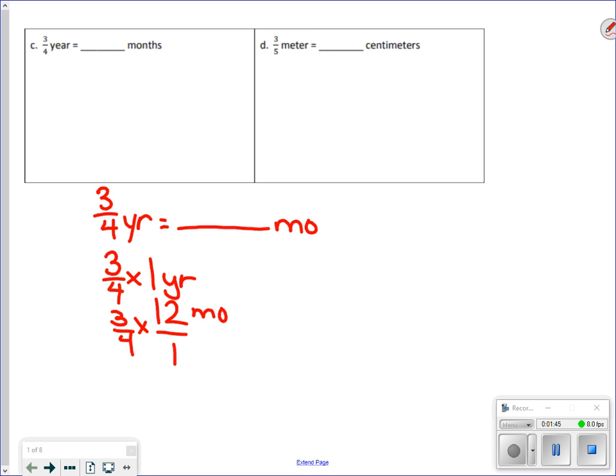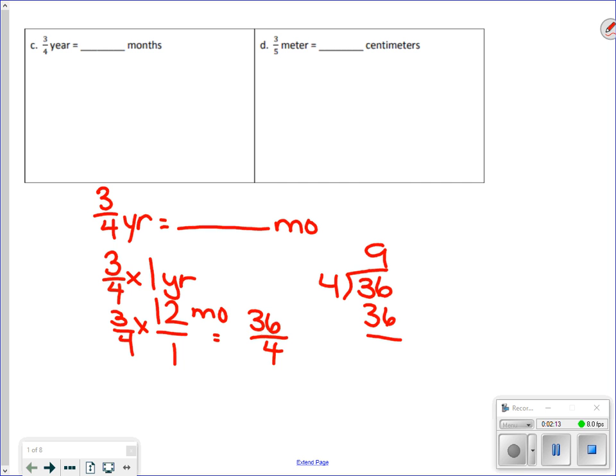What do you get when you have 3/4 times 12? 36 over 4. It is improper. What do you do with that improper? You divide. 4 into 36, and you get 9.